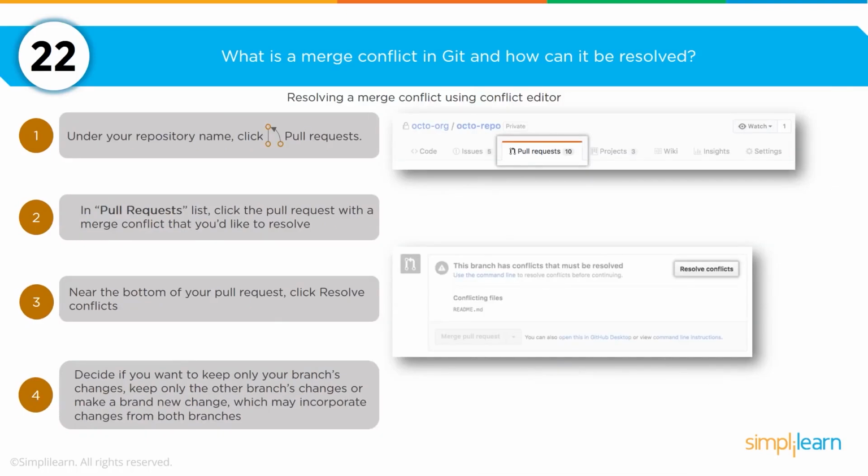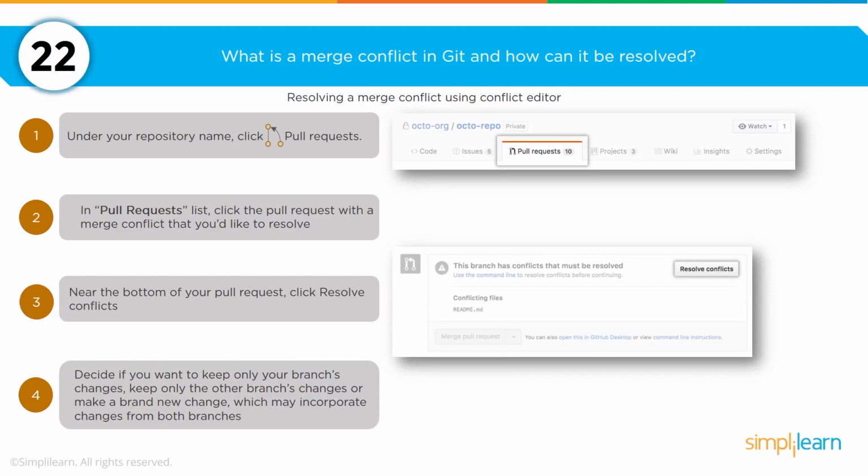The first step would be under GitHub. You want to be able to pull the repository name and then the pull request around that repository. In the pull request list, click the pull request with a merge conflict that you'd like to be able to resolve. That will pull up a file that will list out all of the conflicts for you. Near the bottom of that file will be a list of the requests that need to be resolved.